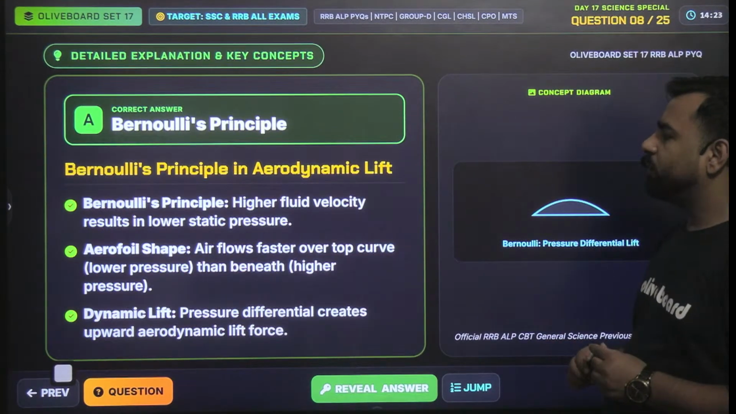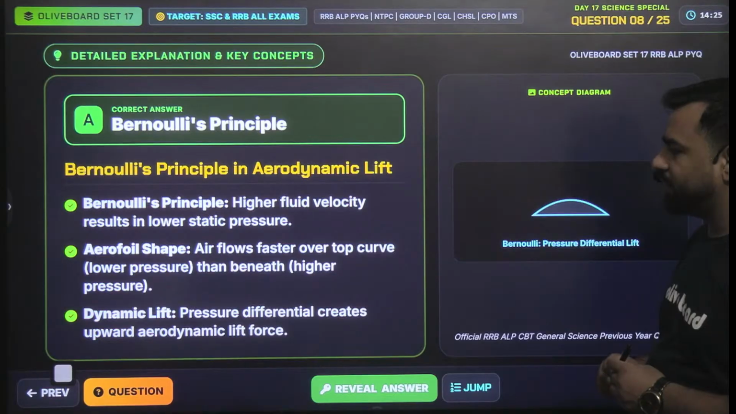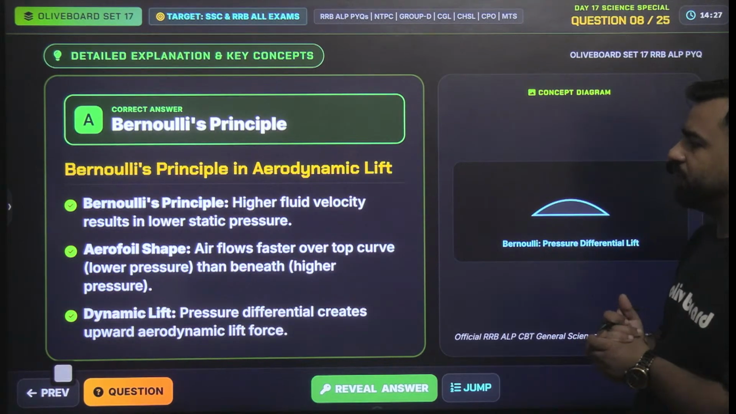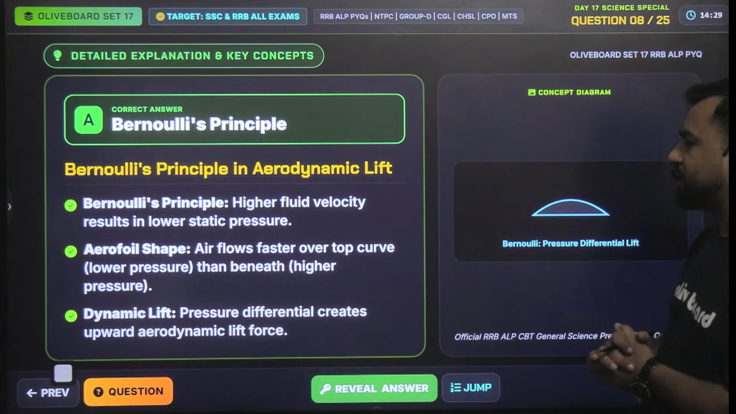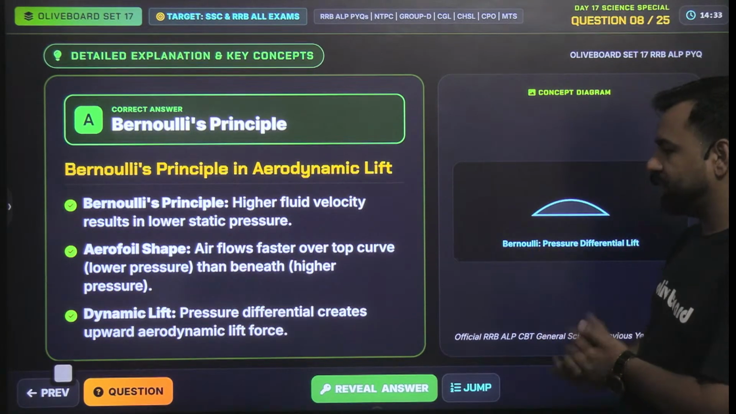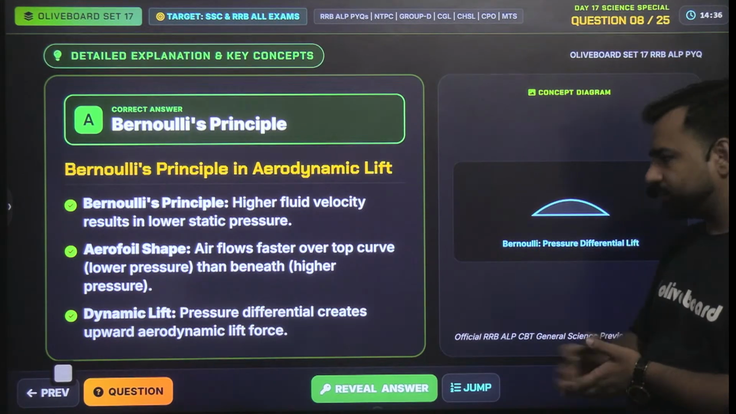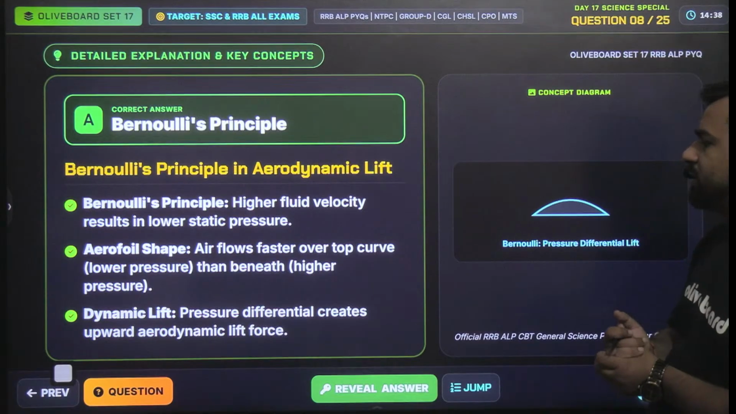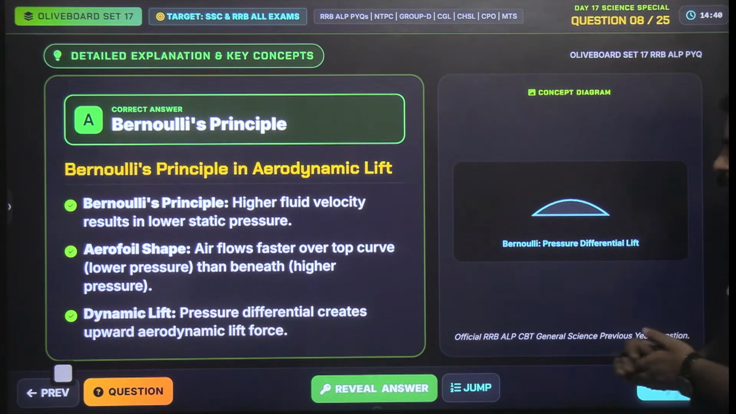Higher fluid velocity results in lower static pressure. If I talk about the aerofoil shape, air flows faster over the top curve than beneath. So there's a difference in pressure. This pressure differential creates the upward aerodynamic lift force.